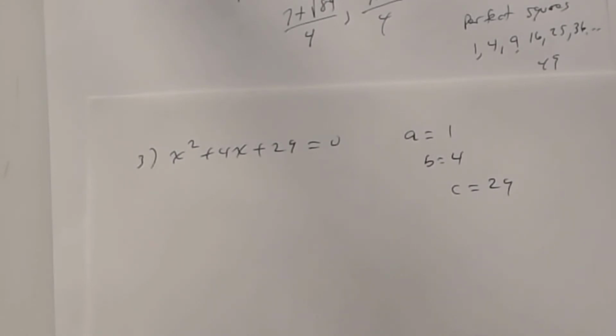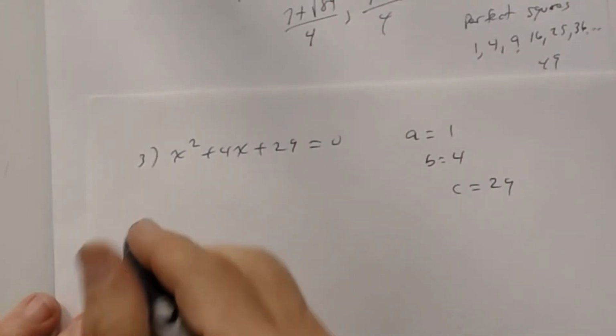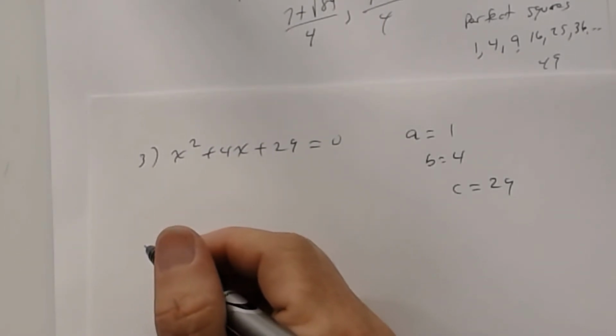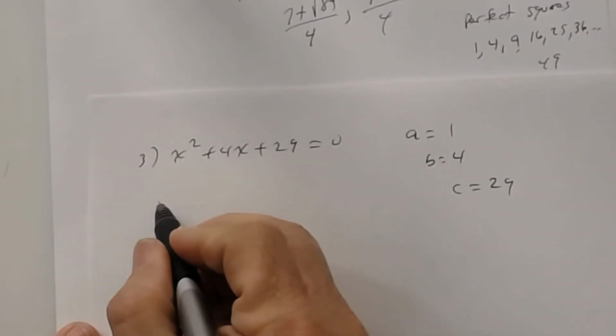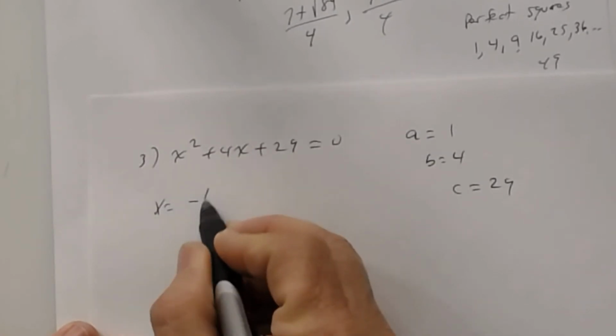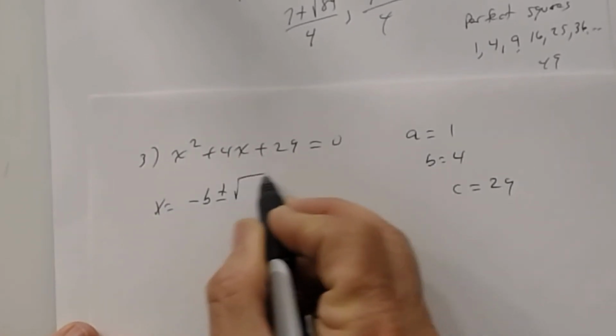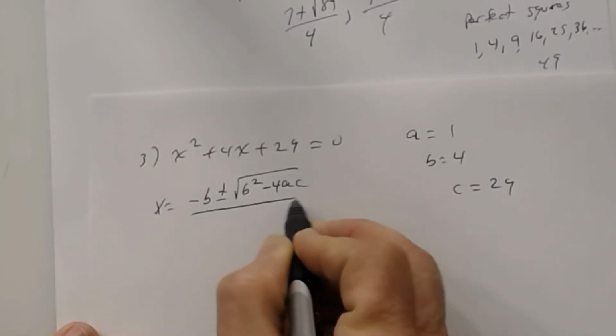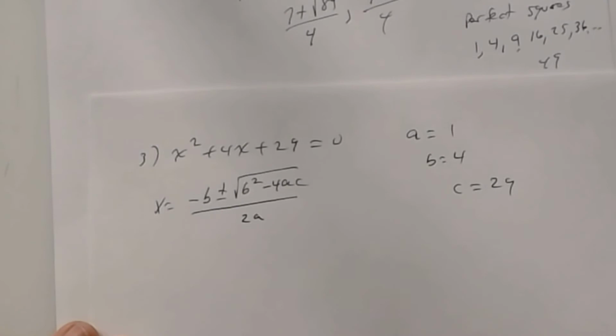All right. I'm going to write out the formula. The more times you write the formula, the easier it becomes to remember. So x equals the opposite of b plus or minus the square root of b squared minus 4ac all over 2a.